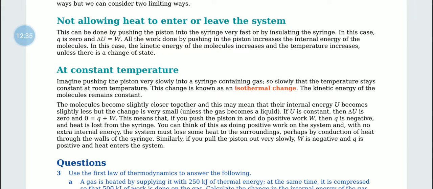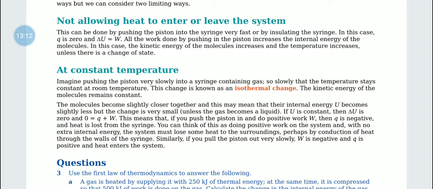The kinetic energy of the molecules will remain constant, right? You might have problems here because we learned earlier that when the volume is reduced, the kinetic energy increases, right? But here it is done so slowly that it remains constant. The molecules become slightly closer together, and this may mean that their internal energy becomes slightly less. But the change is very small, right?